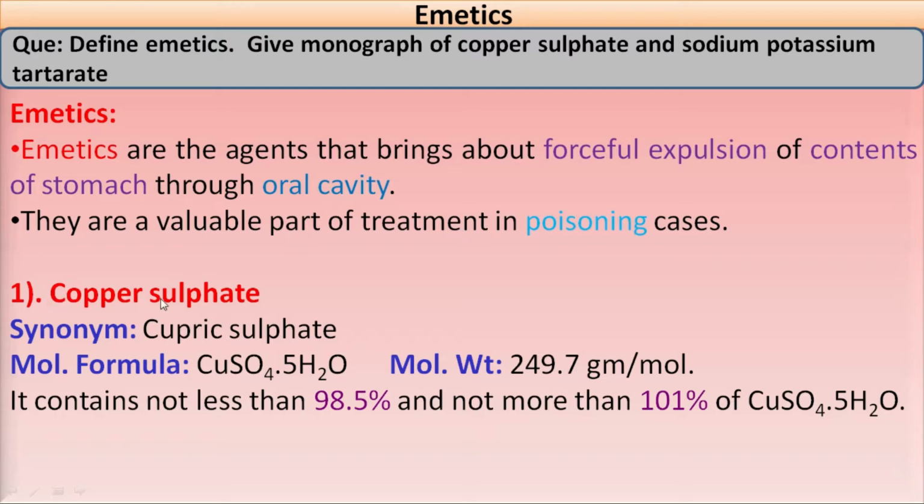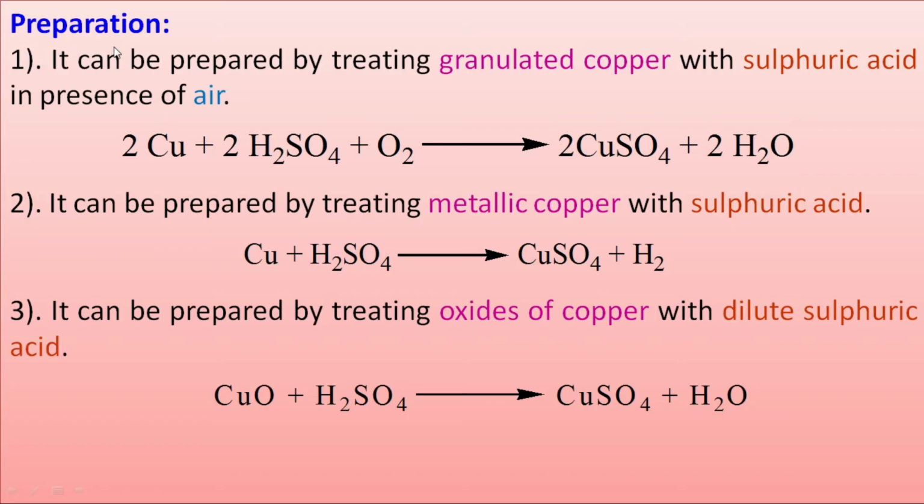Now first one is the monograph of copper sulphate. Synonym: cupric sulphate. Molecular formula: CuSO4·5H2O. This compound is a pentahydrate. Molecular weight 249.7 gram per mole. Limit: it contains not less than 98% and not more than 101% weight by weight of copper sulphate pentahydrate.